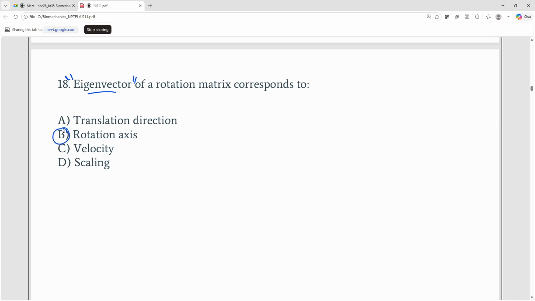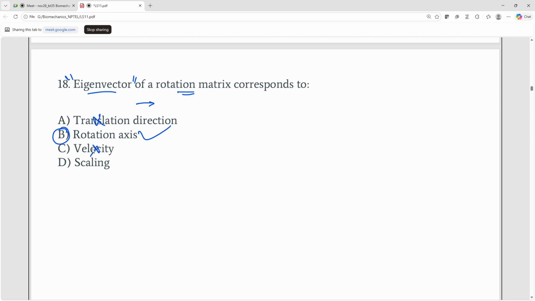Correct answer is option B, rotation axis. Because rotation doesn't have to do anything with translation, so we can just cancel it. Even without knowing what the eigenvector of a rotation matrix is, you can solve the question. That's what I am explaining. Option A says translation. Translation is actual movement, not orientation change. Translation has nothing to do with rotation, so that is wrong.